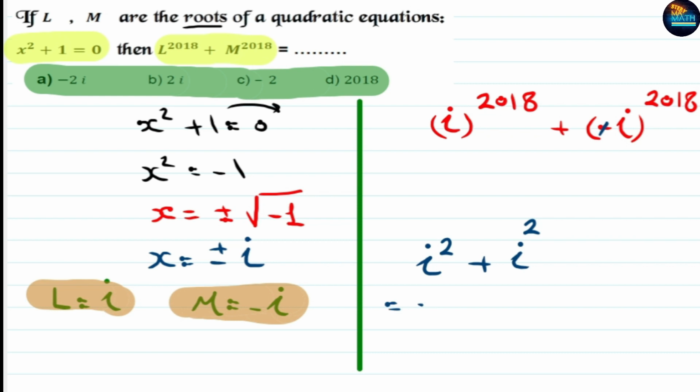Now, i to the power of 2 is negative 1, as we mentioned before. And also i to the power of 2 is negative 1. So negative 1 minus 1 is equal to negative 2. This is the answer. So the answer is C.